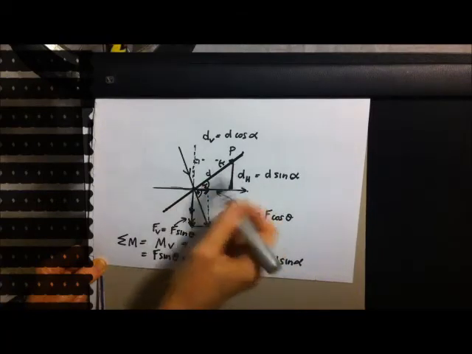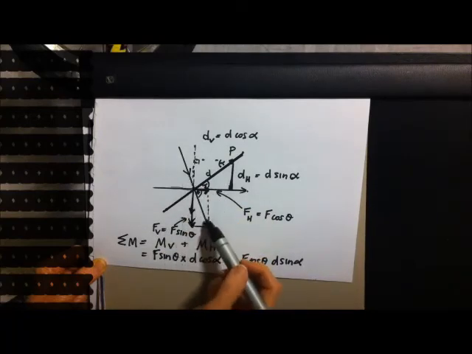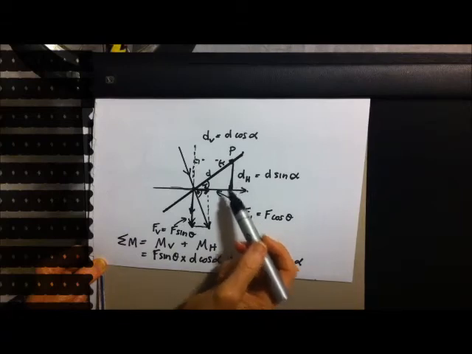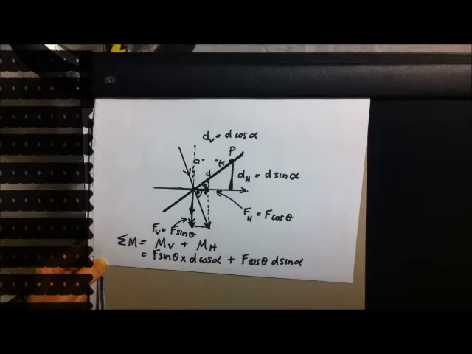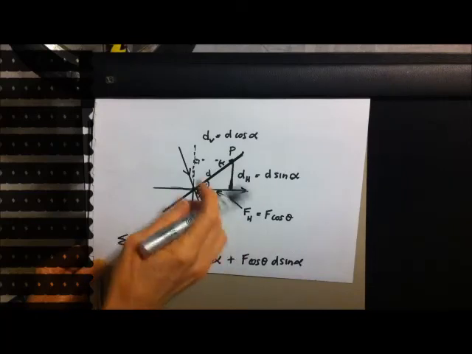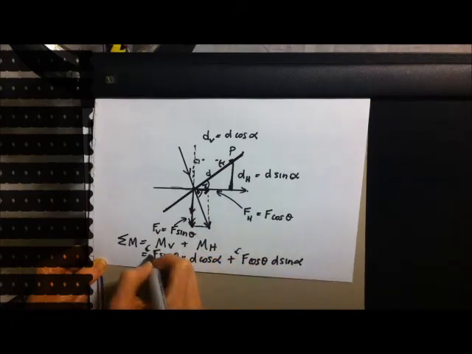So you can see in an oblique system you need to work out both the components of the force and the components of the distance to get the moment arms in order to work out the total moments. In this case, because they're both in the counterclockwise direction, they're both positive.